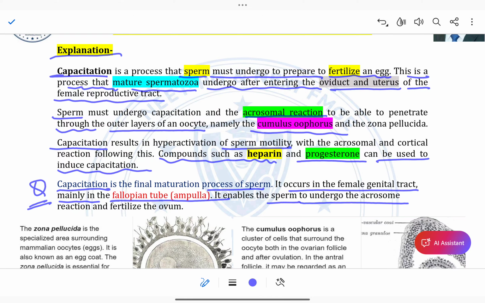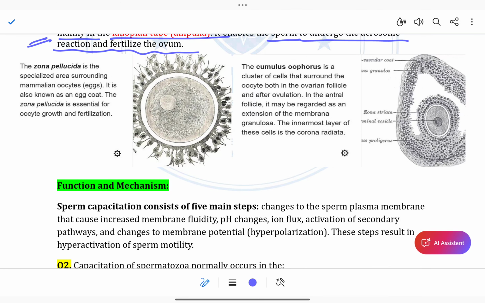Here we can see the zona pellucida is the specialized area surrounding mammalian oocytes, eggs. It is also known as the egg coat. The zona pellucida is essential for oocyte growth and fertilization. So the zona pellucida is very important. Why? Because of its role in growth and fertilization.